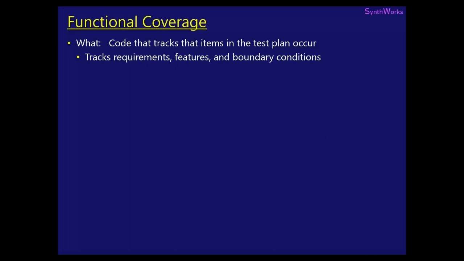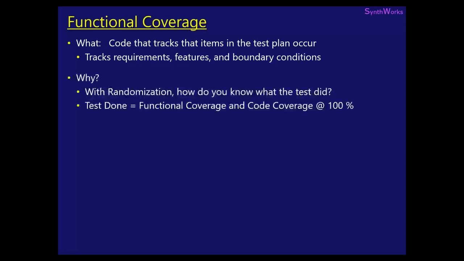Okay, so functional coverage, what's it all about? Well, functional coverage is simply code that tracks that items in our test plan actually happen. It's an observer, and it tracks requirements, features, and boundary conditions. Why do you do this? Well, if you're doing randomization, how do you know what the test did? Code coverage, yeah, that tells you some things, but that doesn't give you the complete picture. You need functional coverage to supplement code coverage. Code coverage tells you, hey, everything ran. But what if your requirement was to add another timer counter?